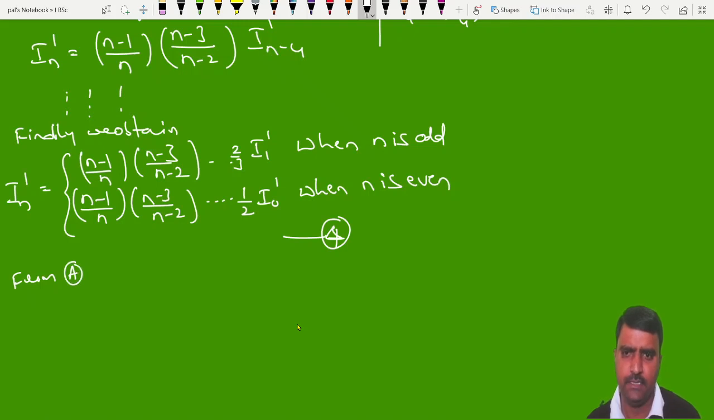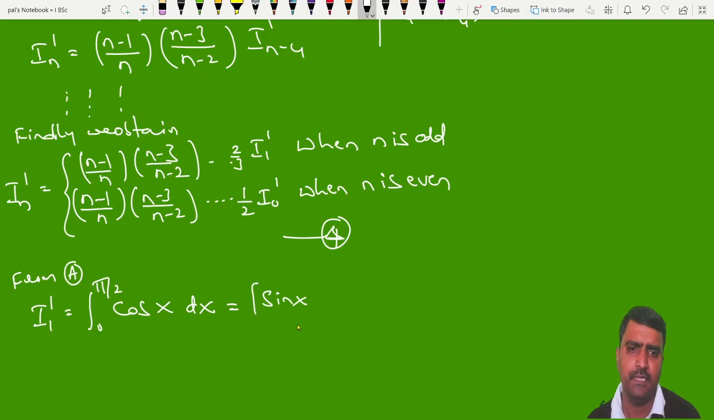From a, we have that I1 dash is equal to the integration from 0 to pi by 2 of cos to the power 1 x dx. The integration of cos x is sin x with the limit 0 to pi by 2. Applying the limit, it is sin 90 minus sin 0. Sin 0 is 0, sin 90 is 1, so 1 minus 0 is 1.